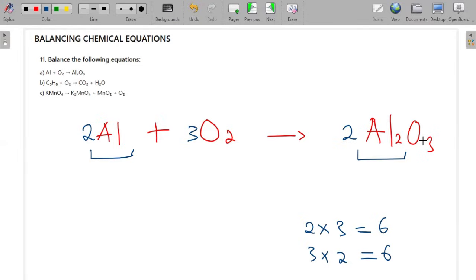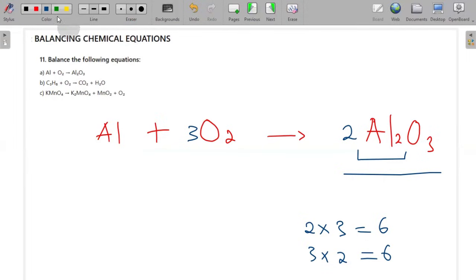6 oxygen again. So when I put a 2 in front of this compound here, you can see that the number of aluminium has increased. I no longer have 2. I now have 4 aluminium. So I'll go back to the other one, which is this one, and I'll change it so that I have 4. So this 2 here, we're just going to come and erase it like this.